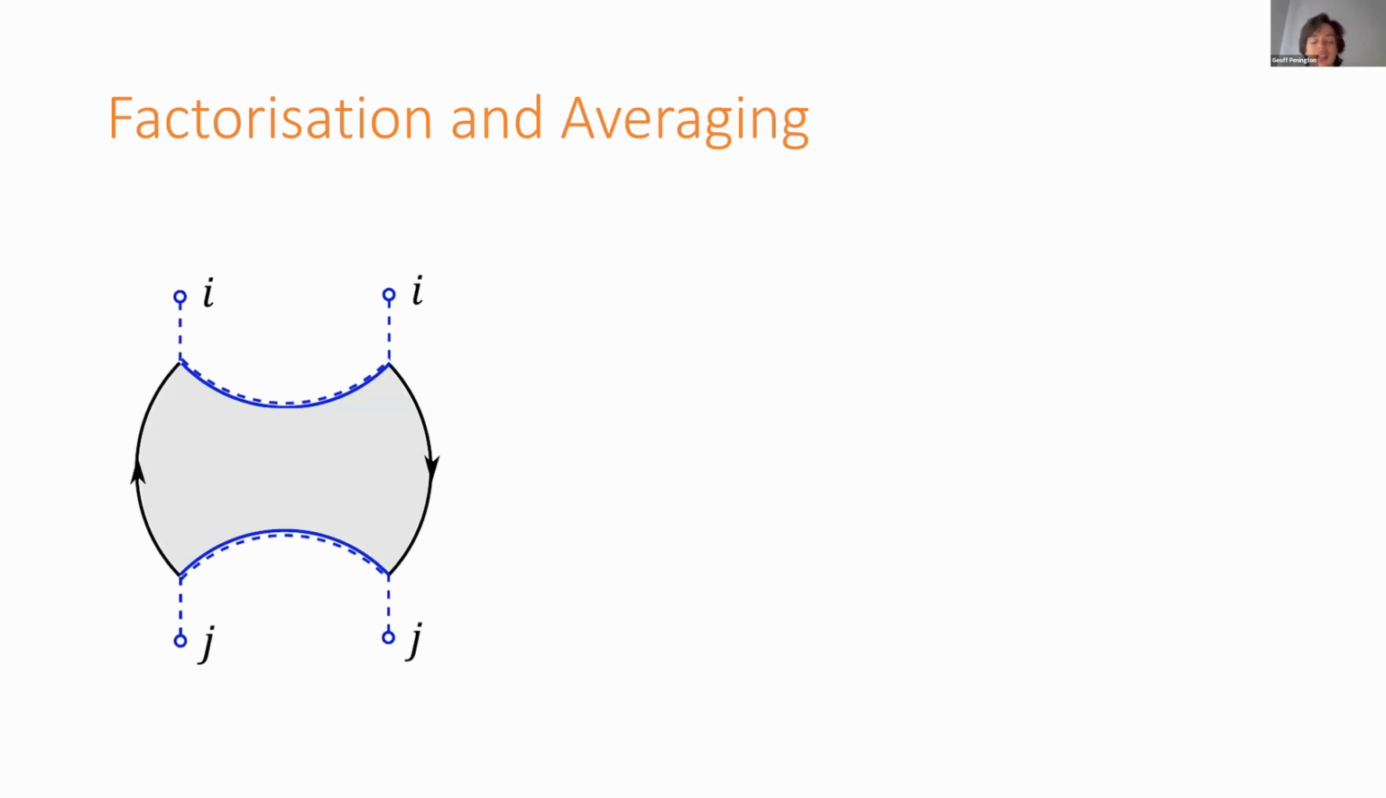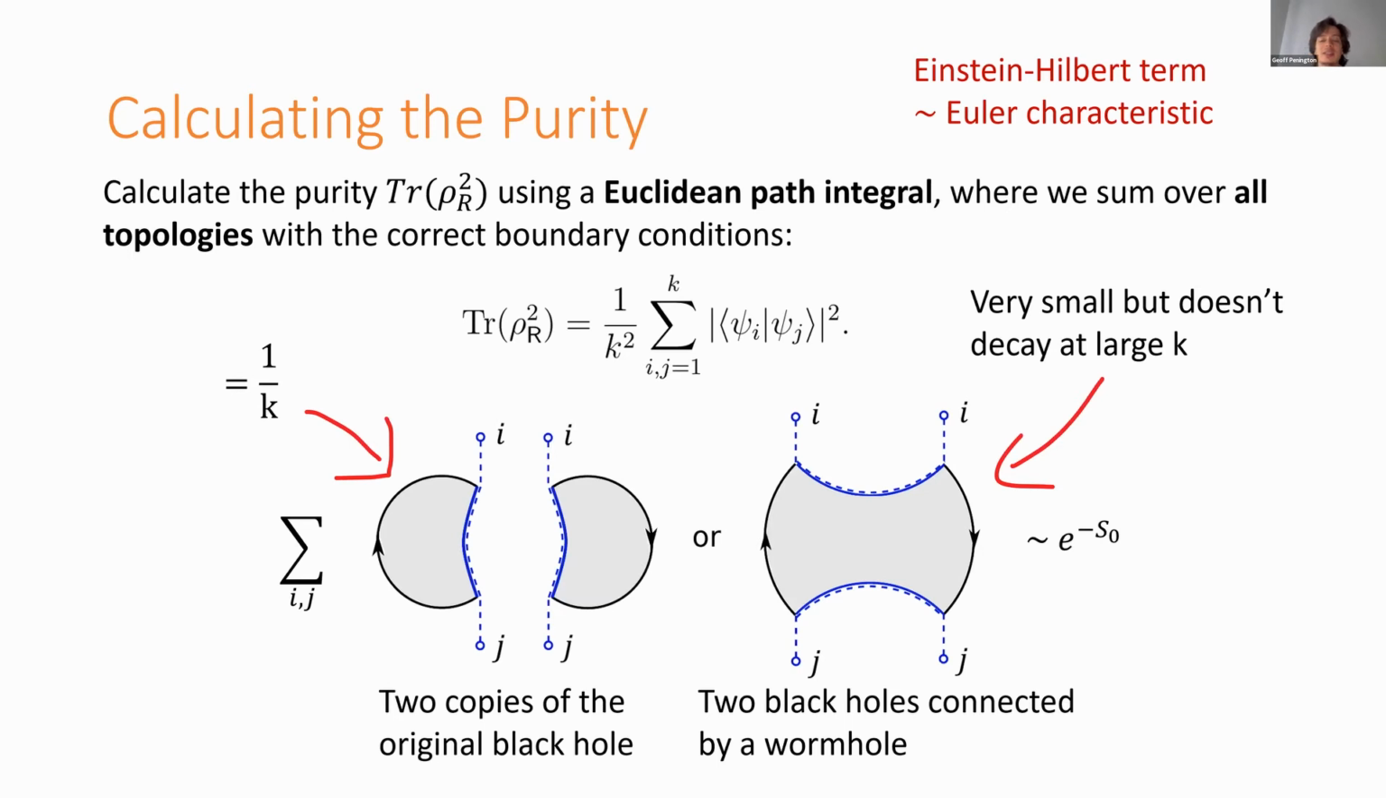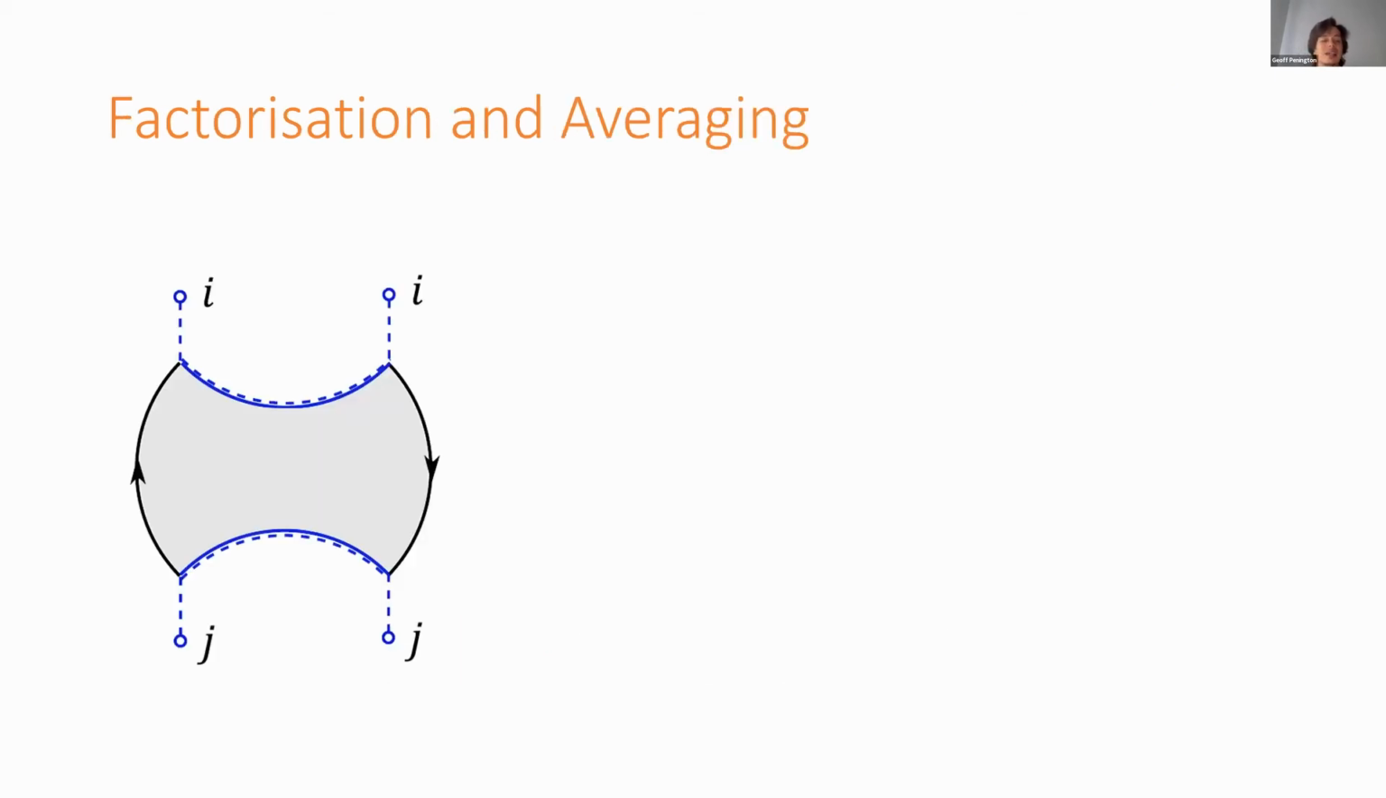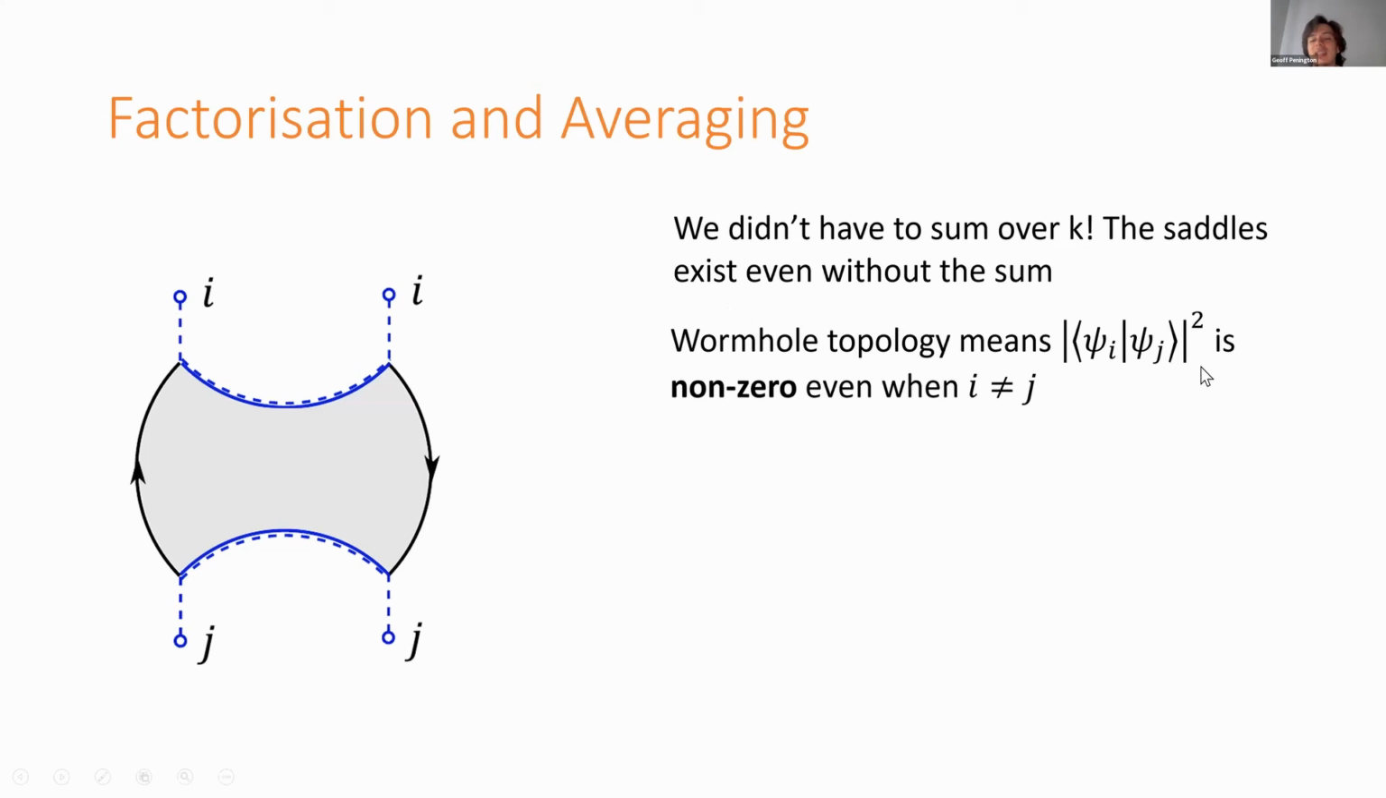But there's an important point here, which is that this calculation has some weird features. The key one is that there was no reason to get these saddles that we needed to sum over I and J. We could have also found the same saddles if we were just computing the inner product squared of psi I and psi J, the overlap of these two different microstates. This wormhole topology is telling us that it is non-zero even when I and J are different. There's some tiny exponentially small overlap between these two seemingly orthogonal microstates.